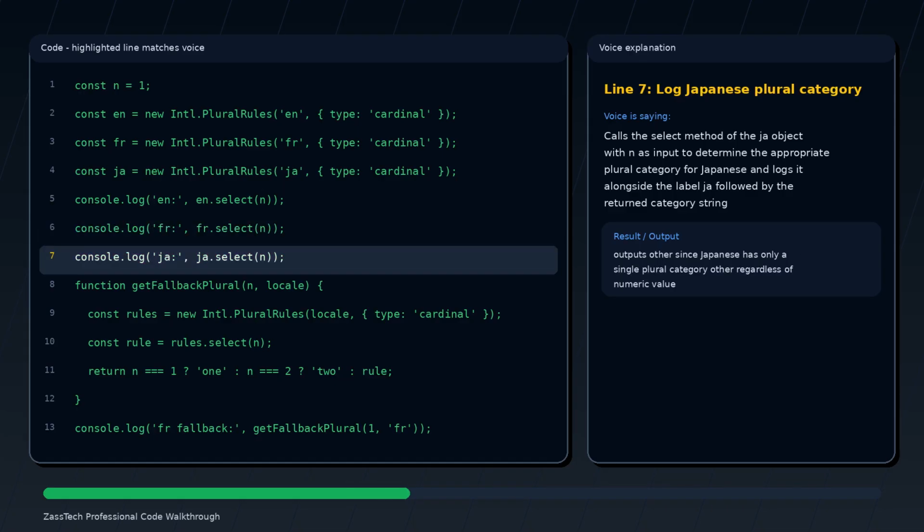Calls the select method of the ja object with n as input to determine the appropriate plural category for Japanese and logs it alongside the label ja, followed by the returned category string.